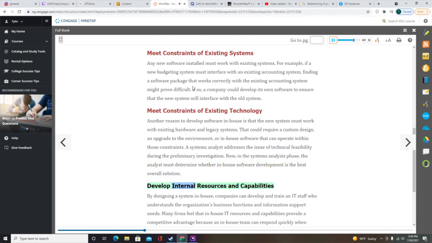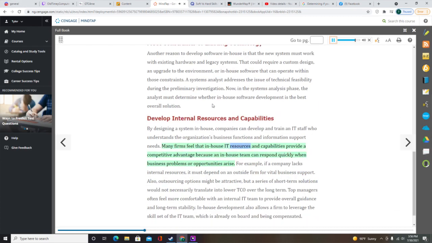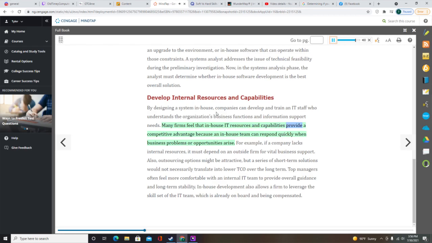Develop internal resources and capabilities. By designing a system in-house, companies can develop and train an IT staff who understands the organization's business functions and information support needs. Many firms feel that in-house IT resources and capabilities provide a competitive advantage because an in-house team can respond quickly when business problems or opportunities arise.